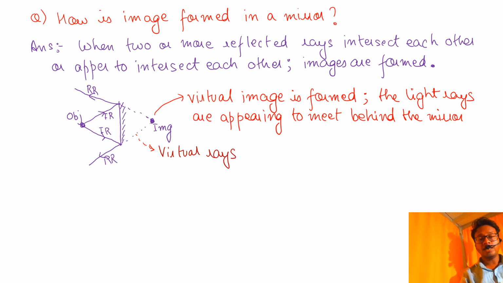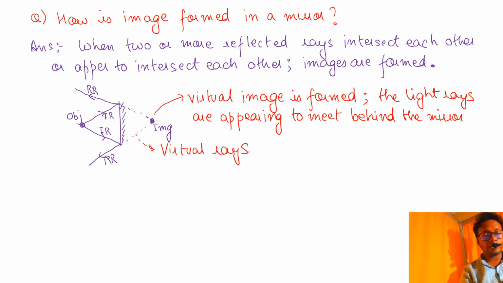And one more thing, intersection of reflected virtual rays gives a virtual image, intersection of real reflected rays gives a real image. Okay, these are real reflected rays. But the problem with these real reflected rays is they do not intersect. They do not intersect. They always diverge.